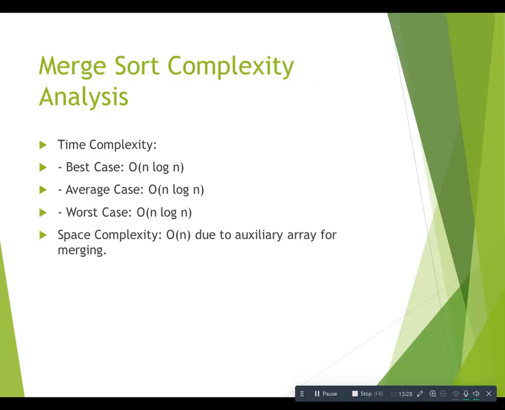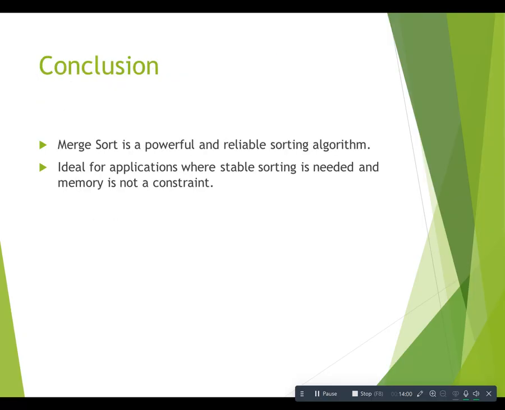Complexity: best case is O(n log n), average case is also O(n log n), and worst case is also O(n log n). Space complexity is O(n). Space complexity is not that important for us. What we need to understand is the time complexity. So log n for dividing the array into smaller halves, and O(n) for combining each of these halves into a single sorted array. So total it will be O(n log n).